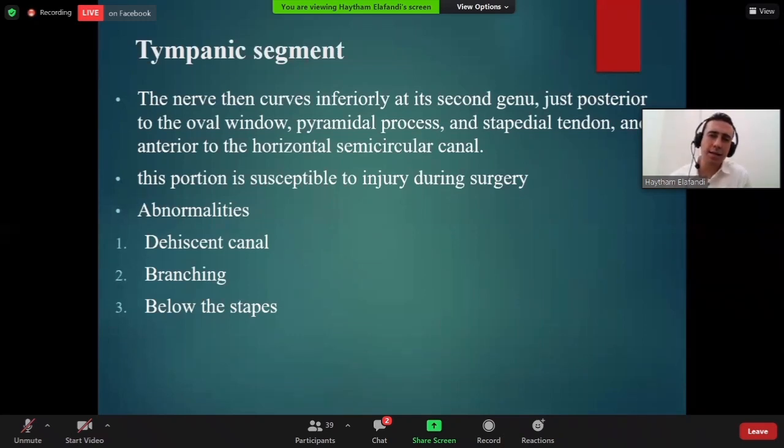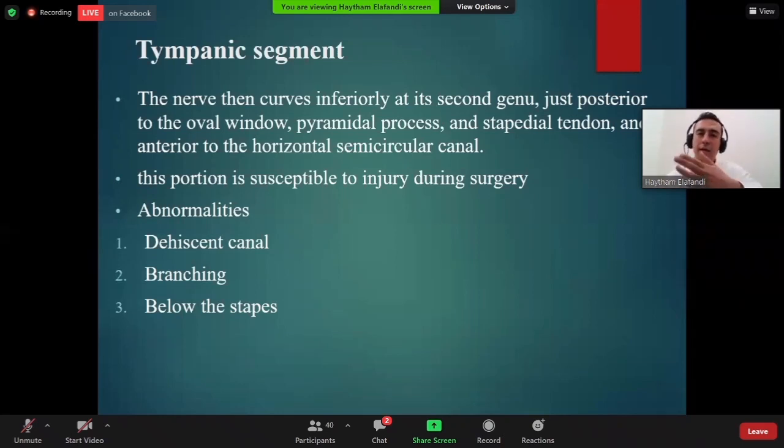This portion is highly susceptible to trauma. This is the surgical importance of this portion. Usually trauma to the facial nerve occurs at this portion, the second genu. Abnormalities of this portion include a dehiscent canal. So the facial canal is dehiscent, especially during stapes surgery for stapedectomy.